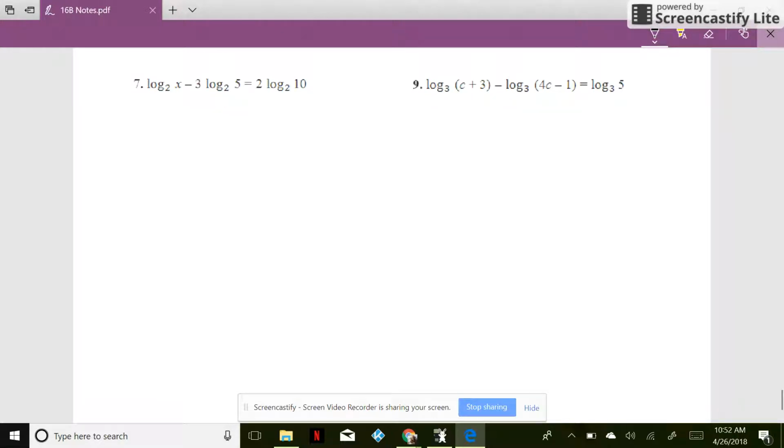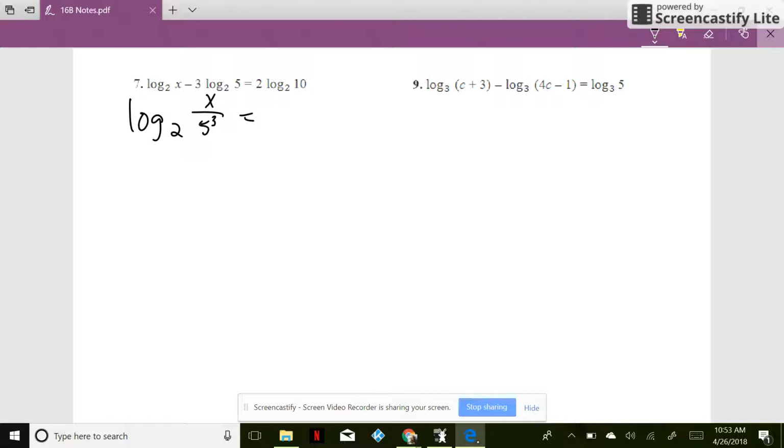All right, last two problems. First things first, I see that 3 on the outside. I'm going to plug that back inside, and then I'm going to do two things at once here. I see it's subtraction, so I'm going to rewrite it as a division. So log base 2 in the numerator is going to be x. Denominator then is going to be 5 to the third if you bring that 3 back inside to that power.